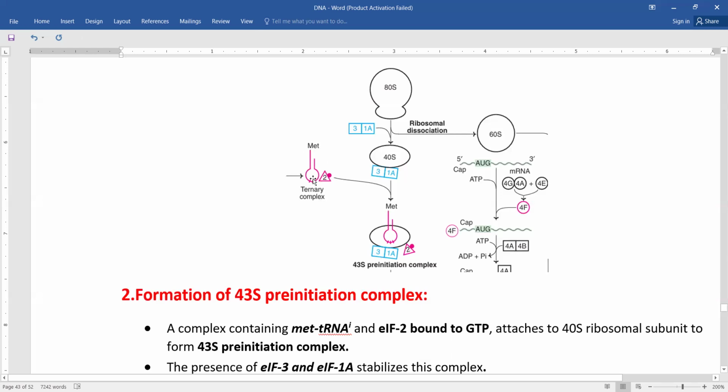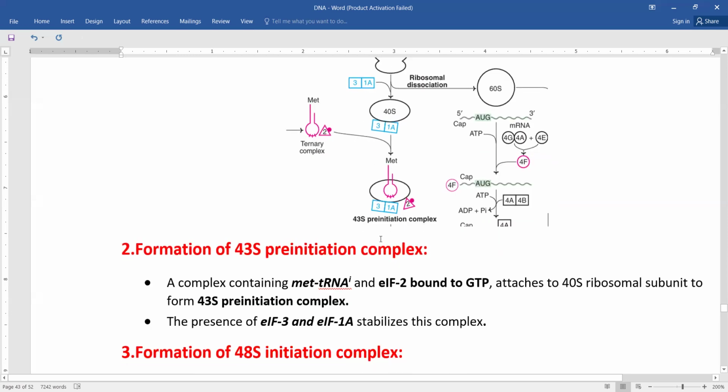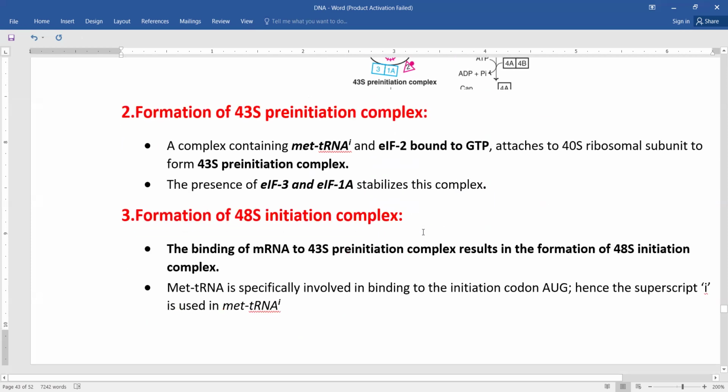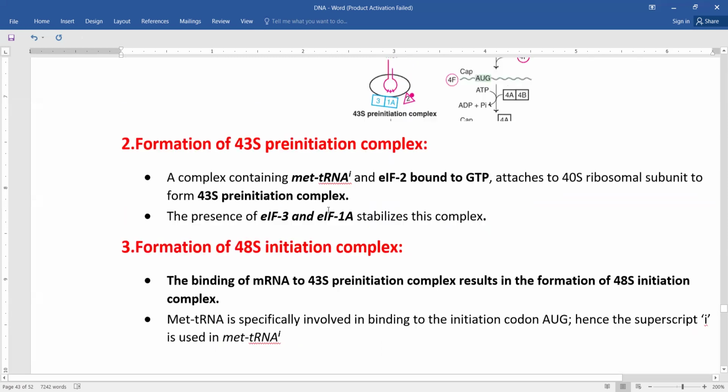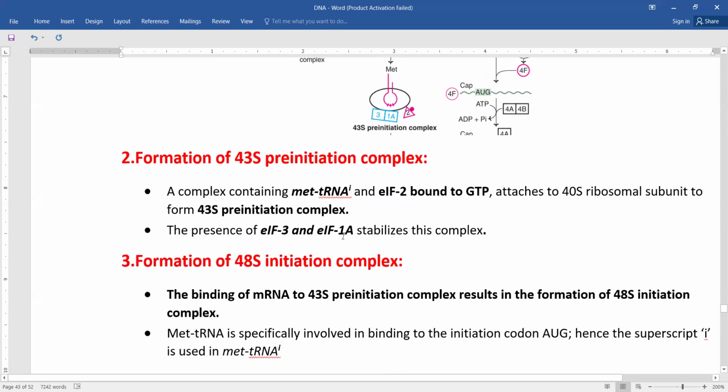So this ternary complex binds to the 40S subunit, which has initiation factor 3 and 1A, EIF3 and EIF1A. Now all these are united to form the 43S pre-initiation complex. That's it. EIF3 and 1A stabilize this complex.